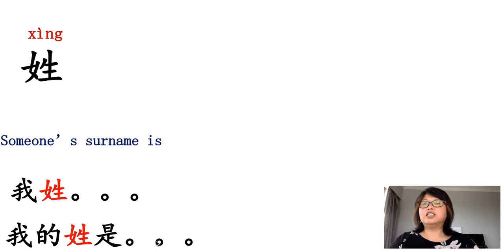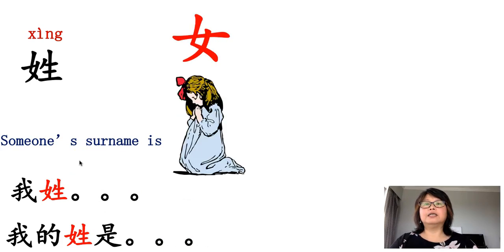This is 姓. 姓 means someone's surname is. This is quite different from English because surname in English is a noun. So my surname is Chen. But in Chinese, we've got to say 我姓陈. So over here in Chinese, 姓 is a verb.